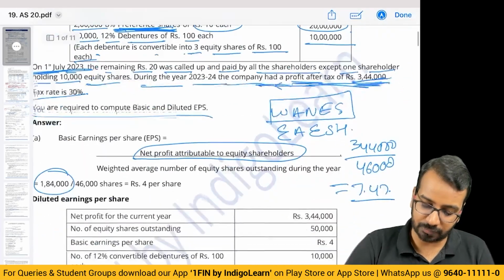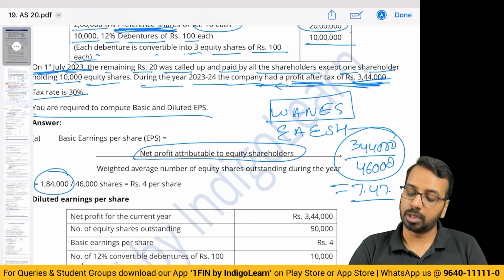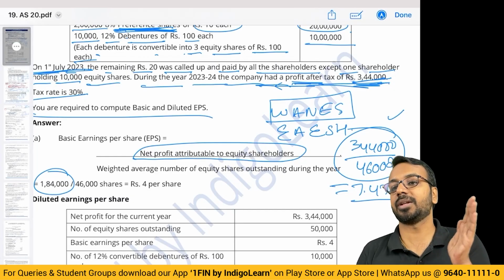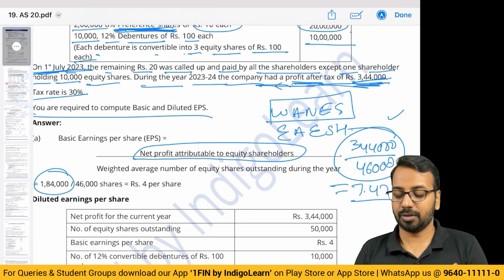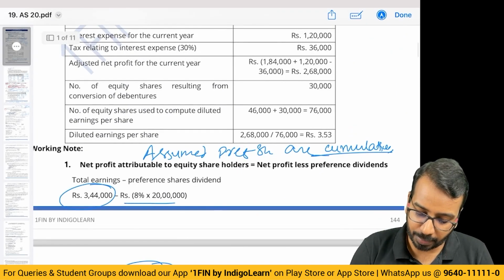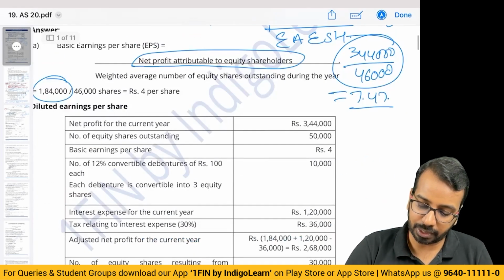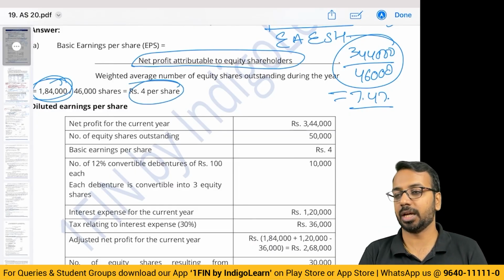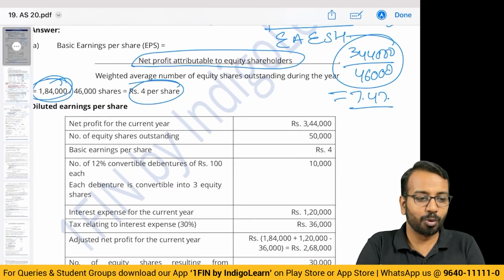So what happens if you do this in the exam, you will get the marks, provided you write the assumptions clearly that the preference shares have been considered to be non-cumulative. If you consider preference shares are cumulative, 3,44,000 minus dividend, you get 1,84,000, and accordingly the EPS becomes 4 per share. And if you have time, you can do both the workings also.